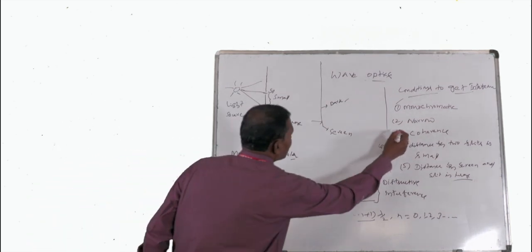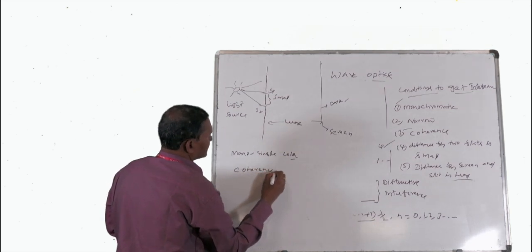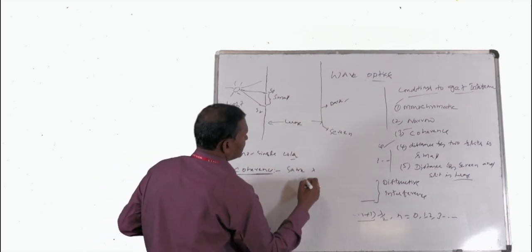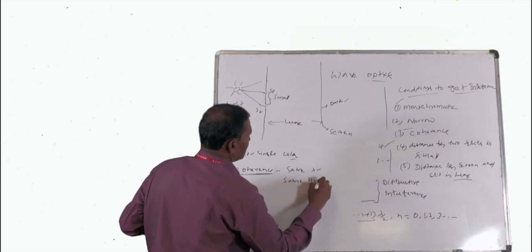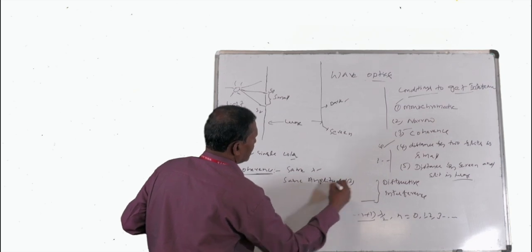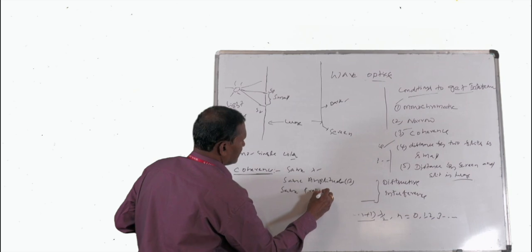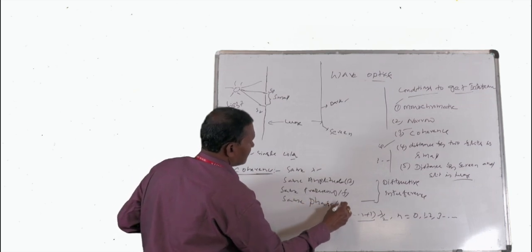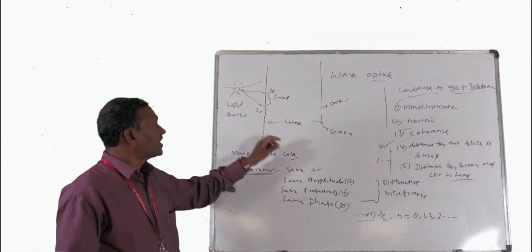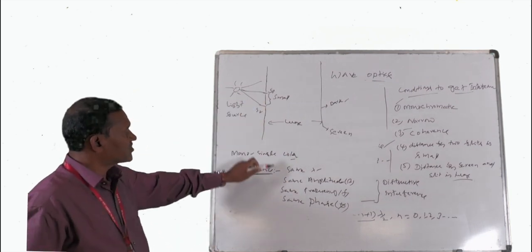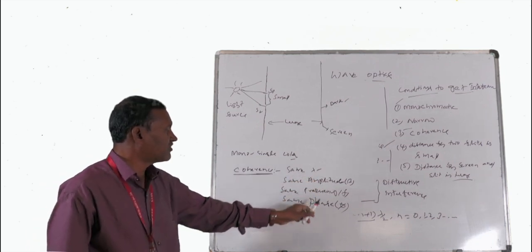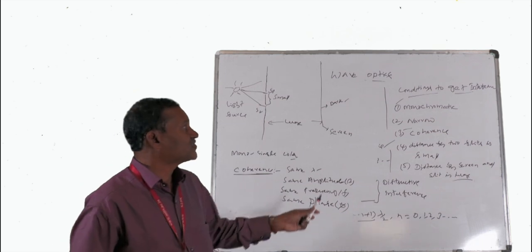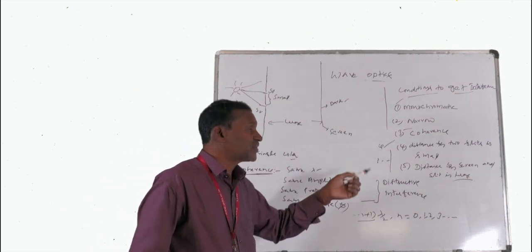Then what is next? Coherence. What is coherence? Coherence means the light sources must have the same wavelength, same amplitude, same frequency, and one more thing, the same phase. It is represented with phi. So the two light sources, S1 and S2, must have the same wavelength, same amplitude, same frequency and same phase. Then only it is called coherence. So in this case only we will get the interference phenomena. These are the conditions to get the interference phenomena.